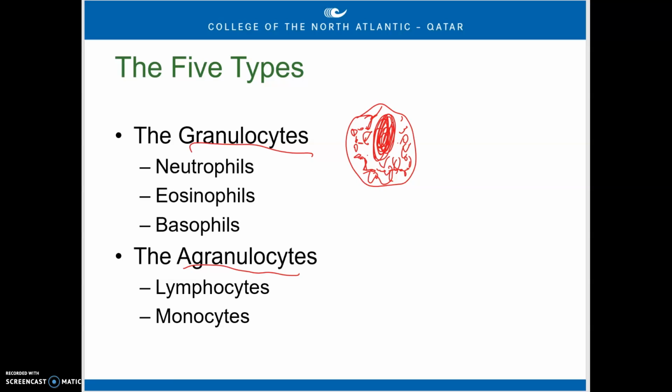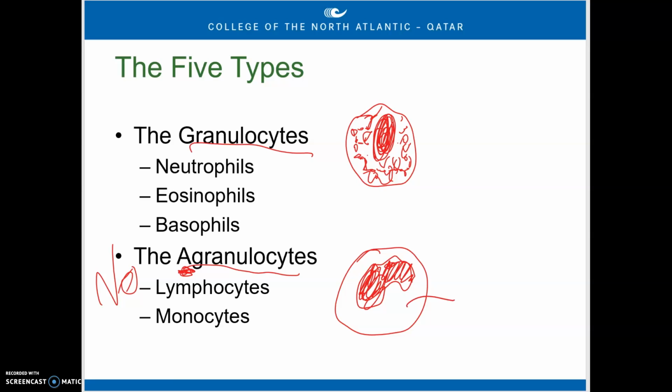The agranulocytes, so A in front of a word usually means no or not, right? So these two, the lymphocytes and the monocytes, will have your cell membrane and a big nucleus, and the nucleus will usually stain quite a bit darker than the cytoplasm, but there won't be any granules in the cytoplasm, okay? It's agranular. But don't worry about those definitions. What I do need you to know, though, are the neutrophils, the eosinophils, the basophils, the lymphocytes and the monocytes.